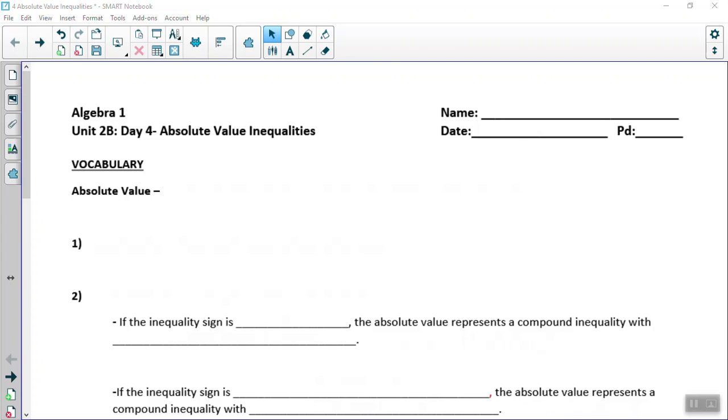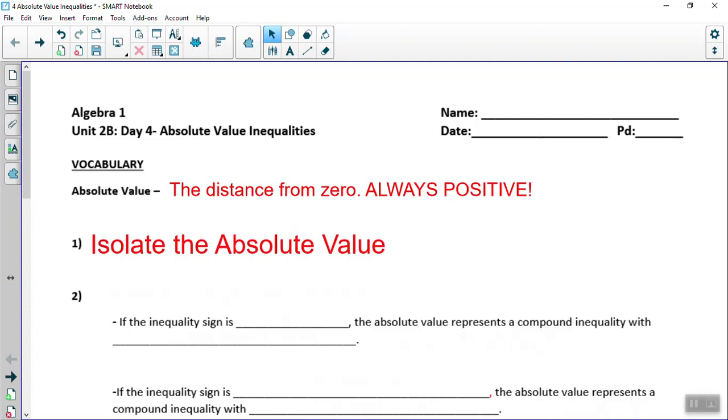Hi everyone, today we'll be talking about absolute value inequalities. So just as a review, absolute value is the distance from zero, and it's always positive. When we want to solve an absolute value inequality, we want to start with isolating the absolute value, just like we did with the equation solving. Then we will create a compound inequality.